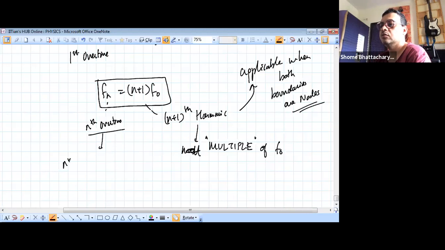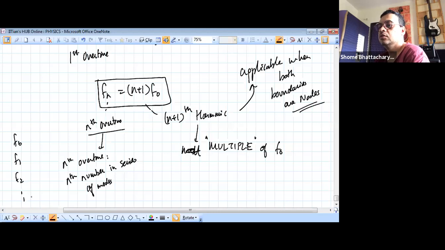Nth overtone is nothing but the nth number in the series of modes. So that is F0, F1, F2.